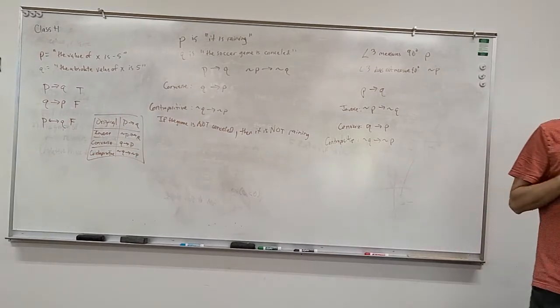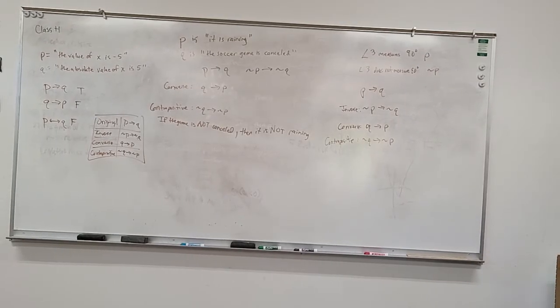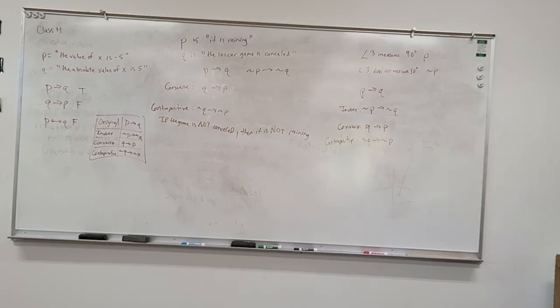So does everybody follow that? Right? Just identify P and Q and just think about those, and it's really easy to write the contrapositive and the inverse and all that stuff.